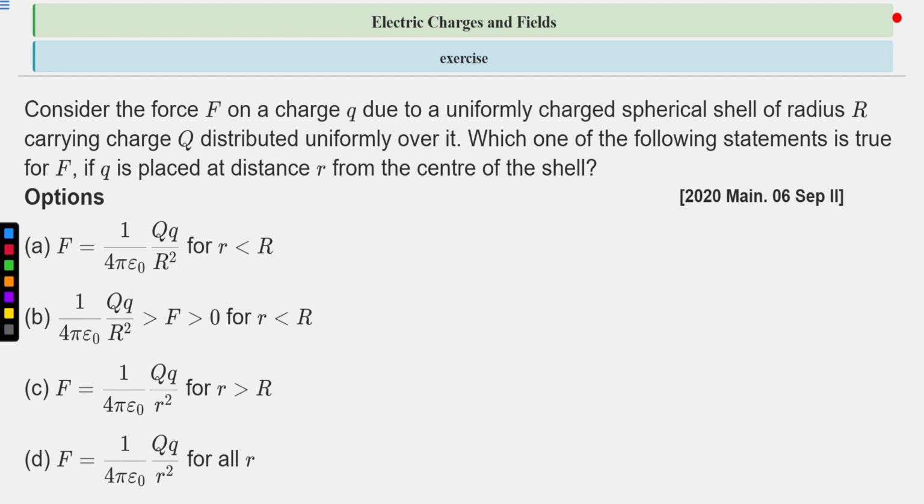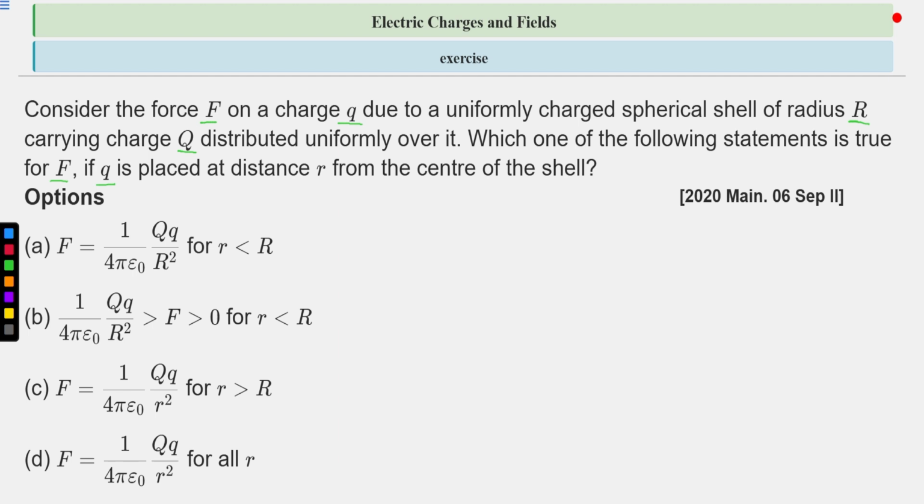Consider the force F on a charge q due to a uniformly charged spherical shell of radius R, carrying charge Q distributed uniformly over it. Which one of the following statements is true for F, if q is placed at a distance r from the center of the shell? Now you have to see which of the options is correct.